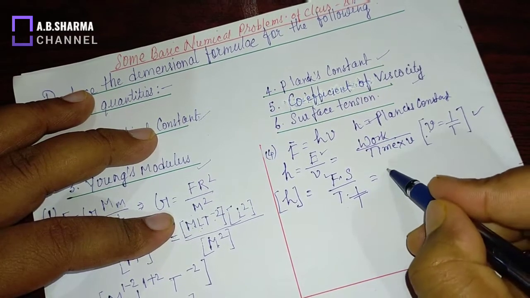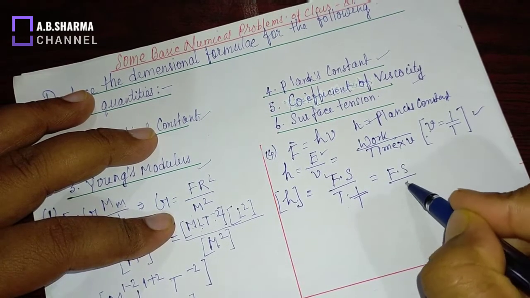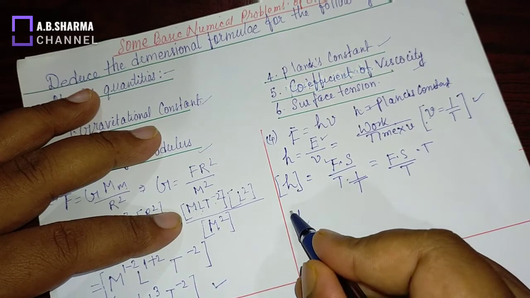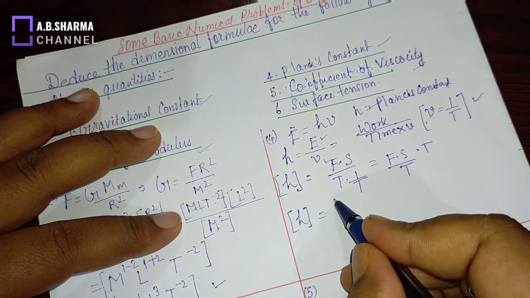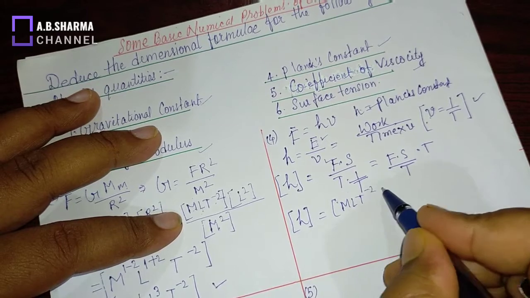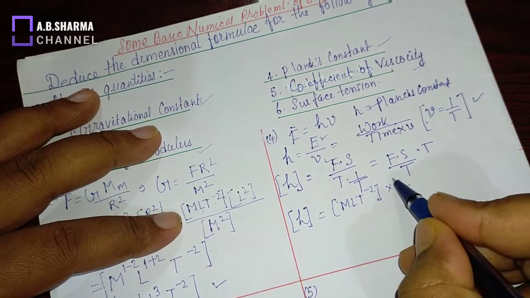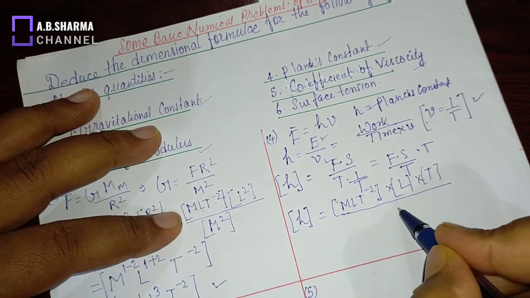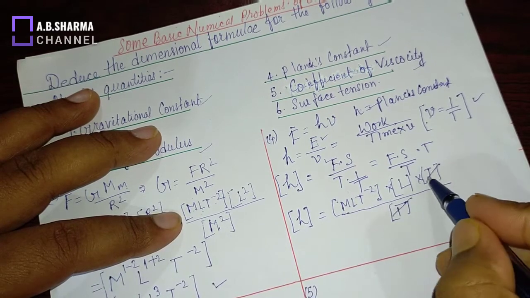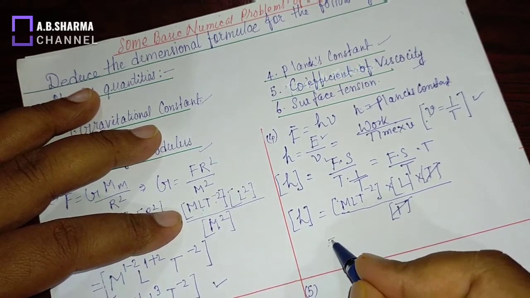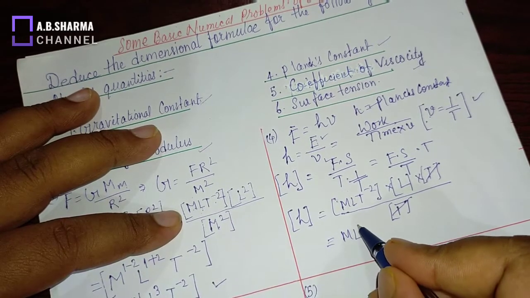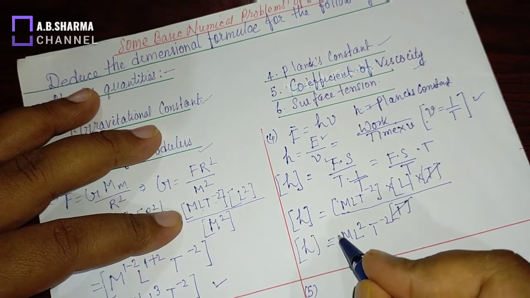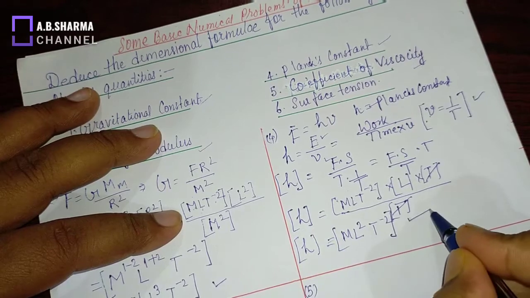So by calculating we will get Fs by T into T. So the dimensional equation of Planck's constant will be force, that is MLT^-2, S that is displacement, time T over T. This T will be cancelled out, and this will become ML^2T^-2. So the dimensional equation of Planck's constant will be ML^2T^-2. This is the result.